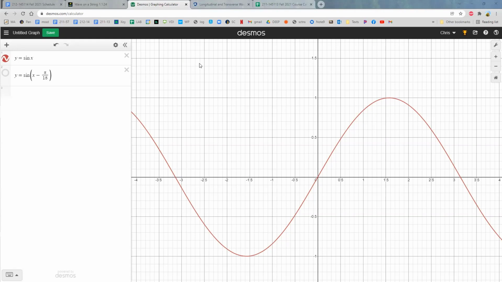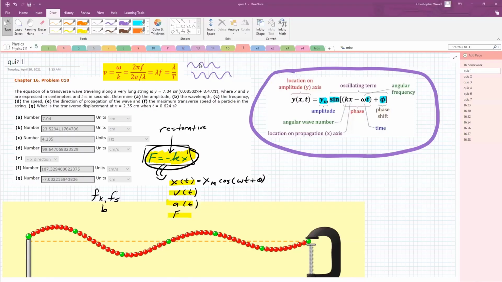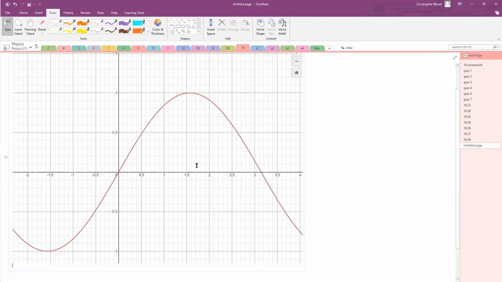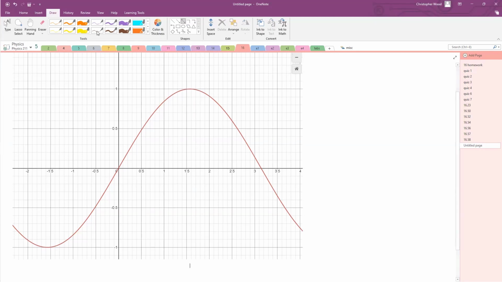Here's the notebook. Let me just go to a scratch page. All right, so here's Desmos. Here's Y subscript M. Y subscript M is this dimension right here. This dimension right here. This is Y sub M. Y sub M has a special name. It's amplitude.